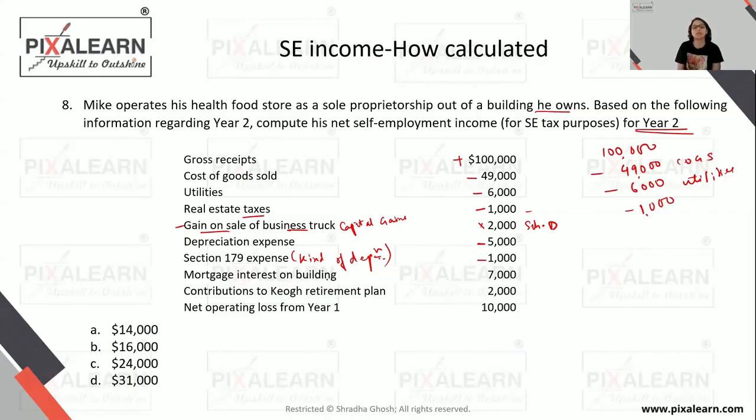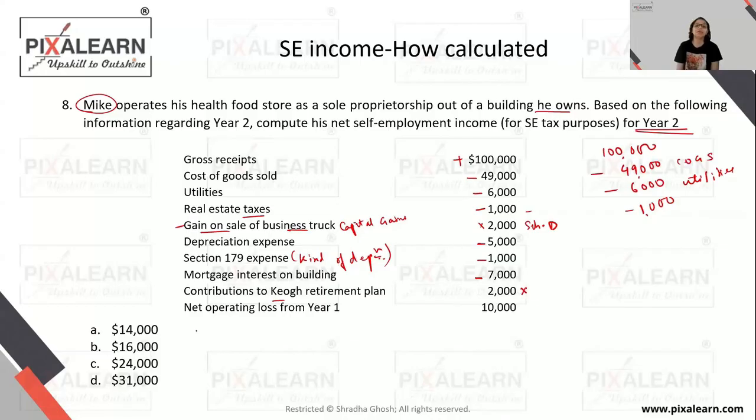Mortgage interest on buildings. Yes, no? I have a factory building for which I have taken a loan and I'm paying interest on that. Yes, it is a business expense. I'm a sole proprietor and I'm paying for my retirement plan, not a business deduction.